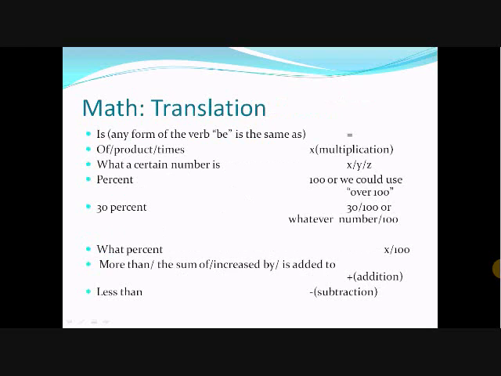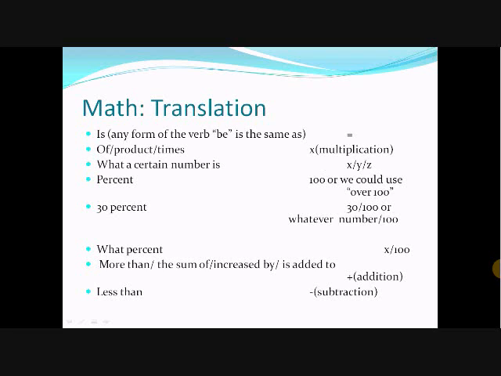So in the problem, you have certain words that signify mathematical operations. For instance, when you see the word is, you know that means equal. If you see words such as product or times, that means to multiply. A certain number or what signifies a variable like x, y, or z.